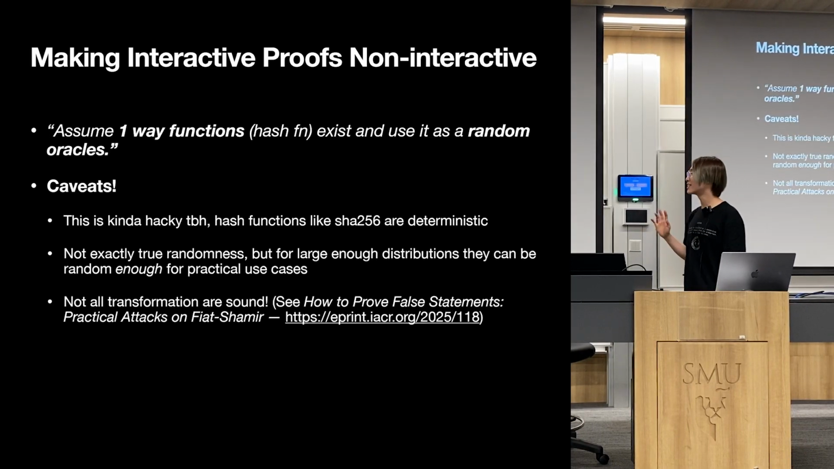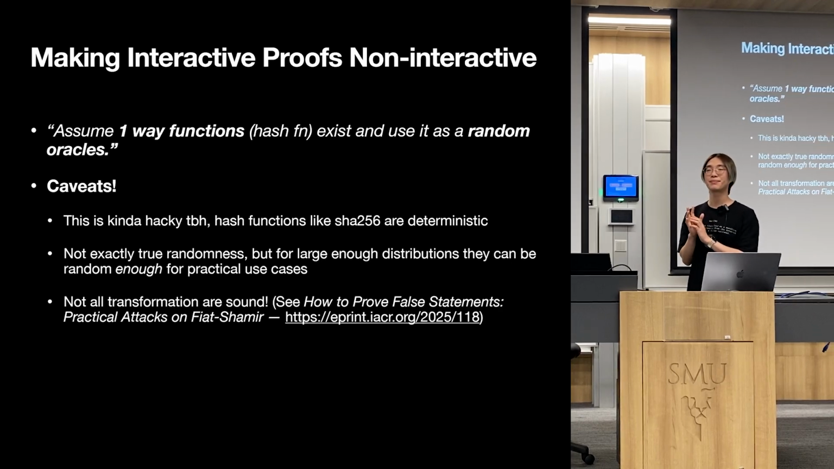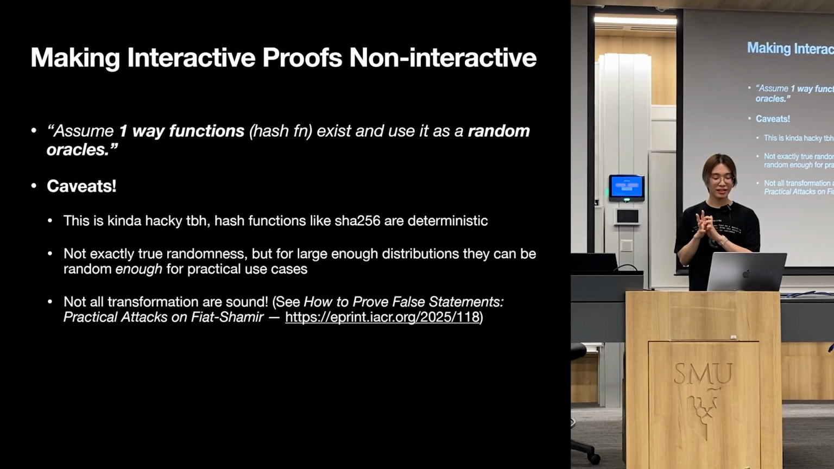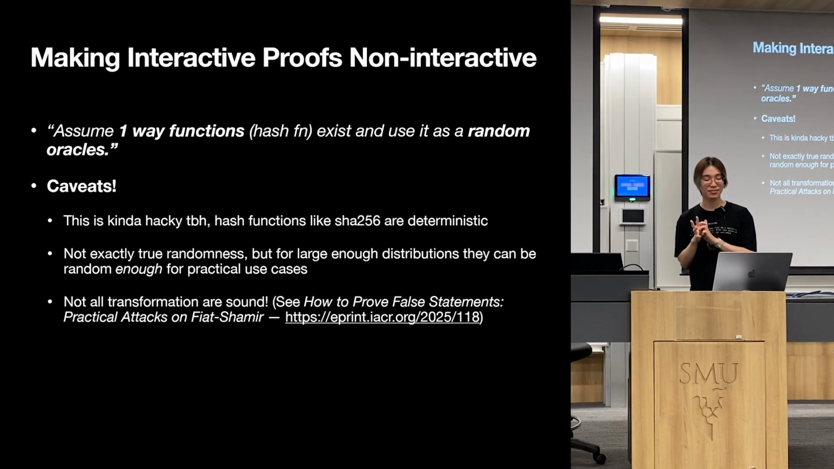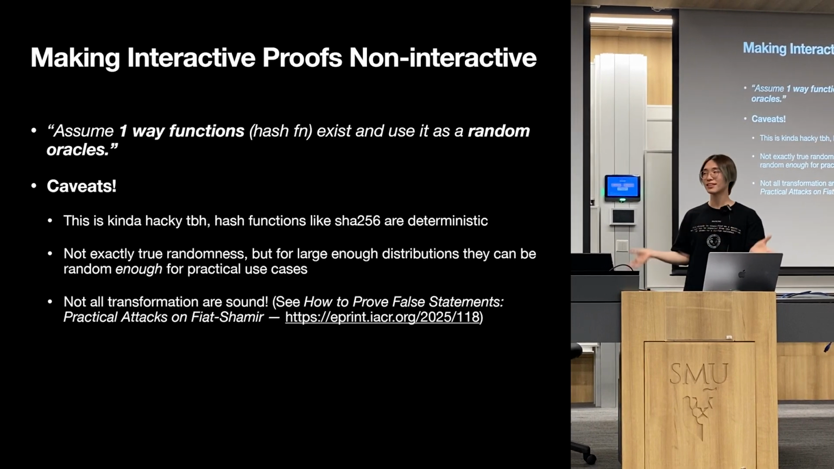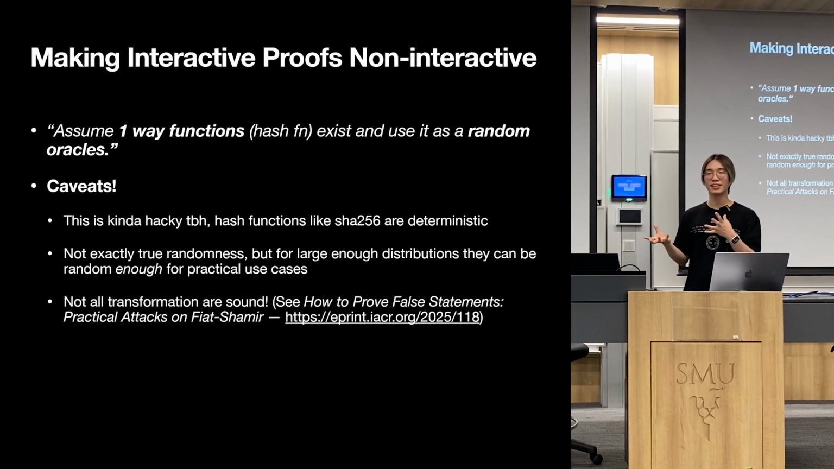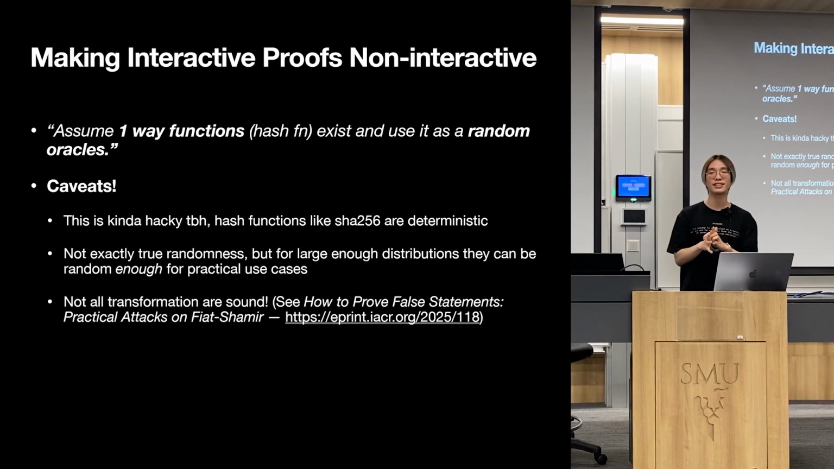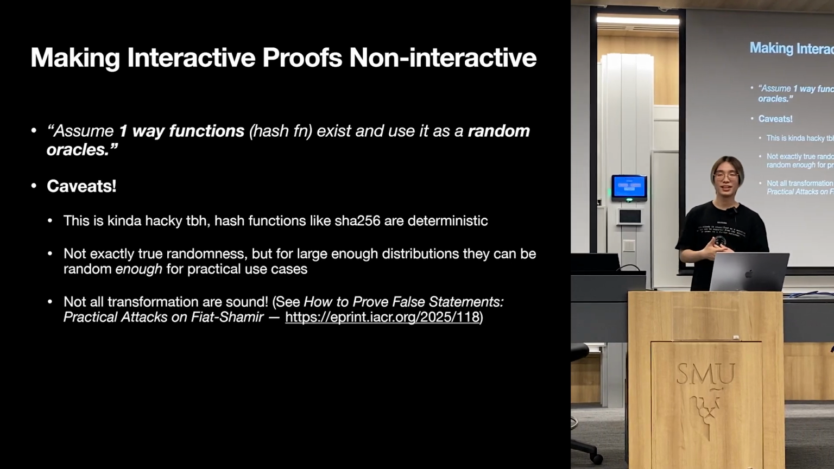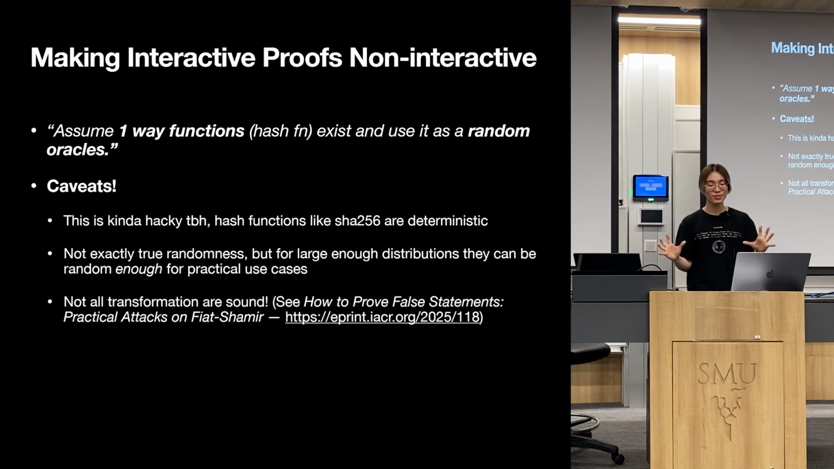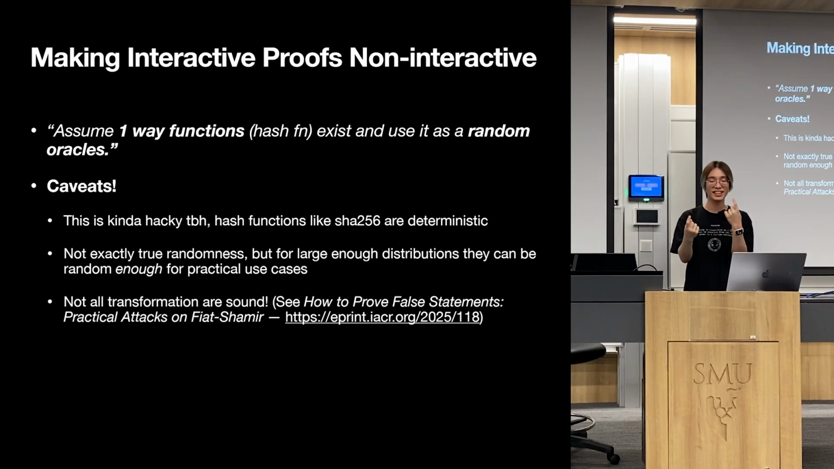So this is the catch. I think there was a paper published last year called "How to Prove False Statements and Practical Attacks on Fiat Shamir." So Fiat Shamir is not guaranteed to be safe, and it's also because if you're using a hash function like SHA-256, or even things like Poseidon, which is typically used in ZK, they are not exactly one way or deterministic. So you can show that there's a collision.